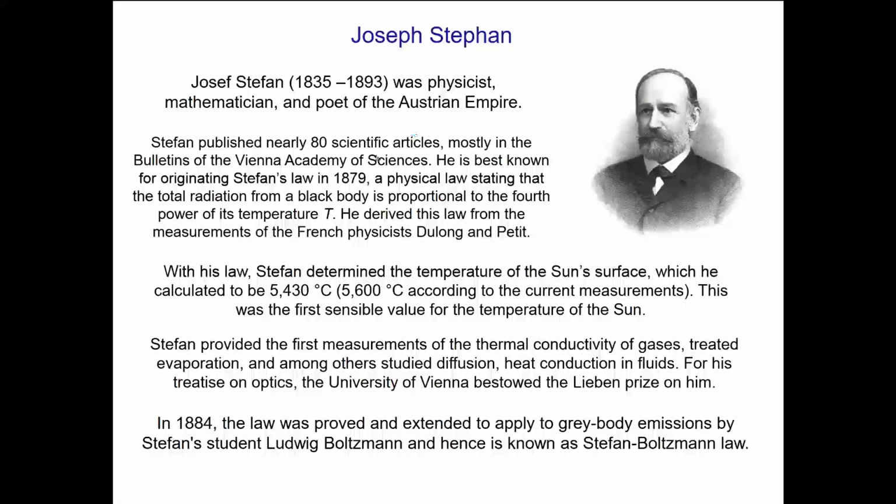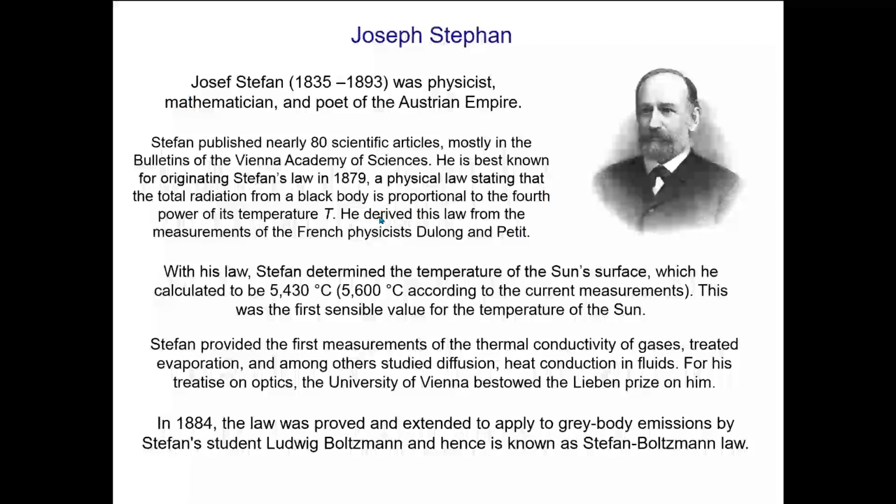So who was Joseph Stefan? Joseph Stefan was a physicist, mathematician, and poet of the Austrian Empire. He published nearly 80 scientific articles, mostly in the Bulletin of the Vienna Academy of Science. He is best known for originating the Stefan law in 1879, that the total radiation from a black body is proportional to the fourth power of the temperature.